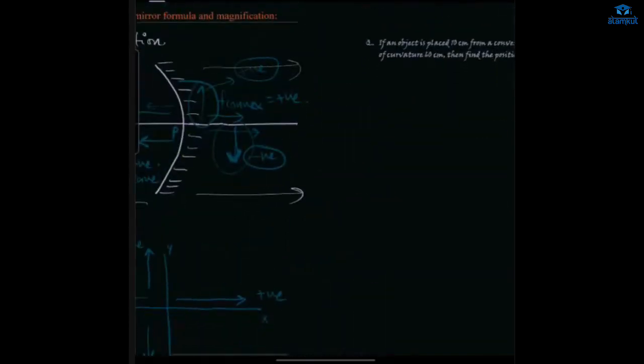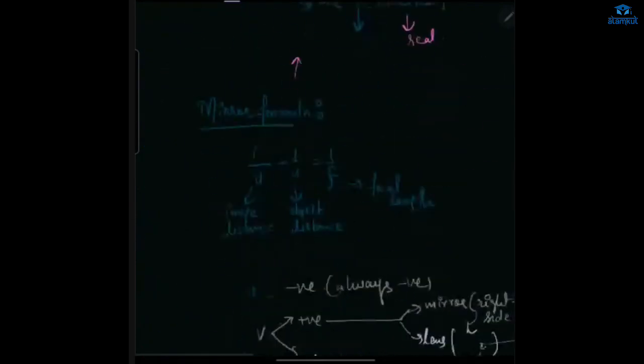Now the third thing that is coming is magnification. The formula for magnification of the mirror is m is equal to minus v by u, or minus hi by ho. This is the formula for magnification of a mirror.